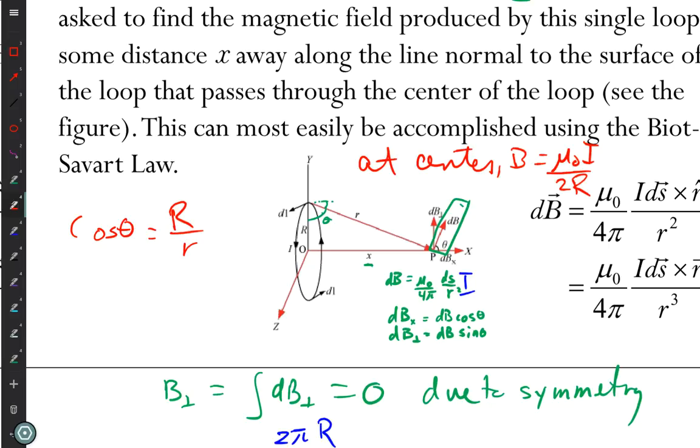Can you explain one more time why you dropped off the ds cross r hat? I didn't drop it off per se, I evaluated it. Why was it perpendicular? Because ds was coming this direction, and r was going this direction. Those are perpendicular to each other. And with a cross product, if they're perpendicular, the magnitude is just the two things multiplied together. If they're not perpendicular, then you're going to have a sine term in there as well, which we'll see in our next example.